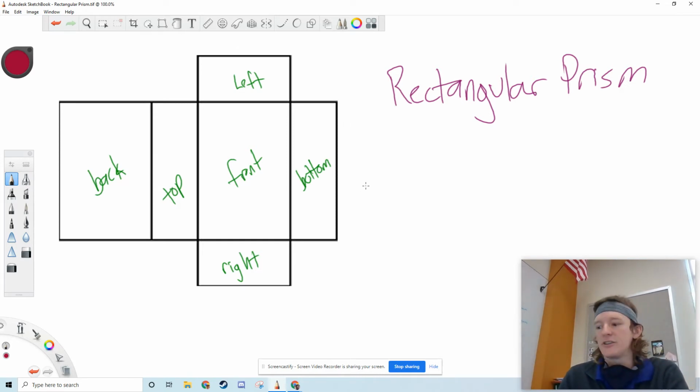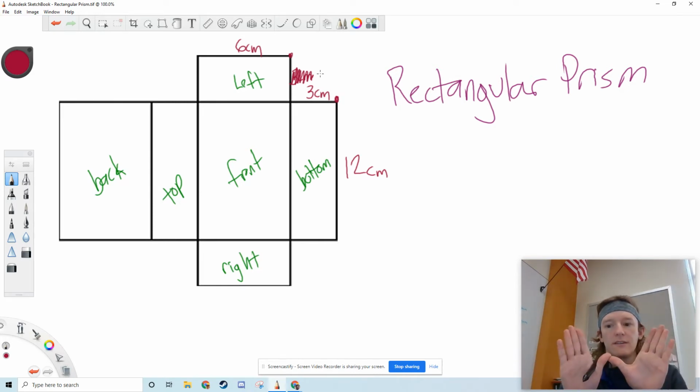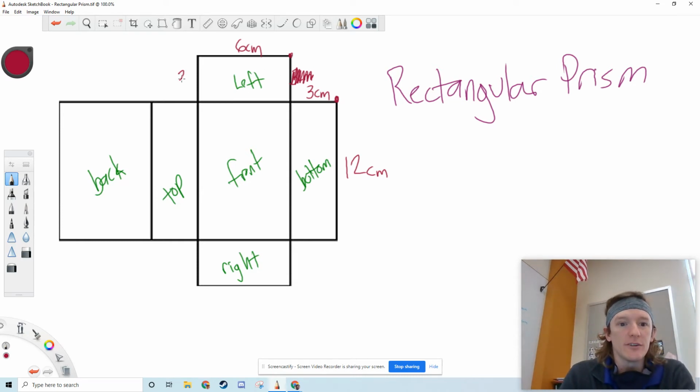Let's think about some measurements here. Let's make this 12 centimeters by 3 centimeters. And if this is going to fold, then this also has to be 3 centimeters. And we'll make this 6 centimeters. And that's all we need to know. In fact, I didn't even need this one, because if these are going to fold together, this point is going to fold and touch this point. It's kind of hard to explain, but this would also be 3 centimeters.